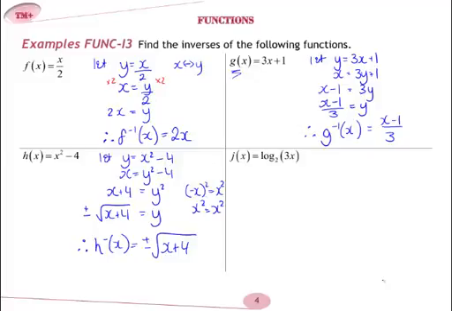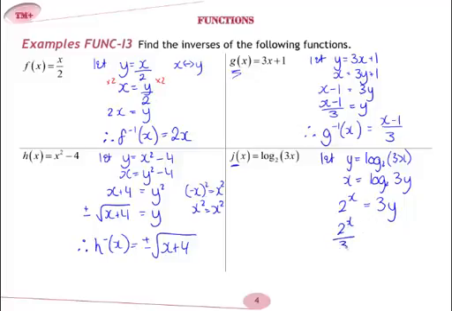Okay, now let's look at the next one. It's j(x). So let y equal log base 2 of 3x. Change the x and y over. We need to change to exponential form, so the base is 2. 2 to the power of x equals 3y. To get y on its own we need to divide both sides by 3, so 2 to the power of x over 3 equals y. Change back to function notation, j to the negative 1 of x equals 2 to the x over 3.